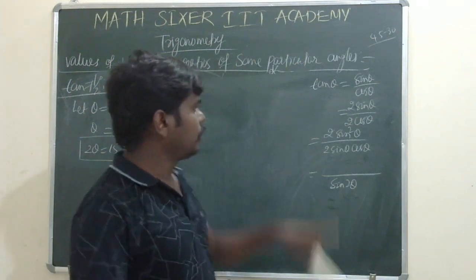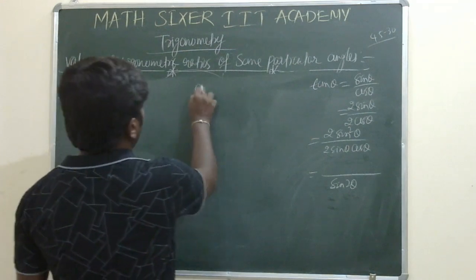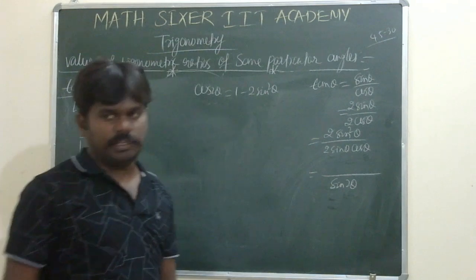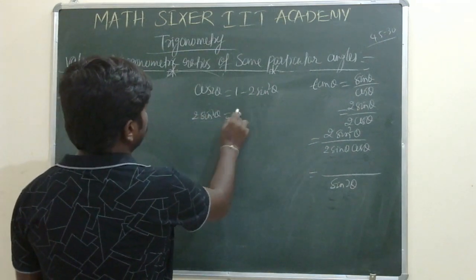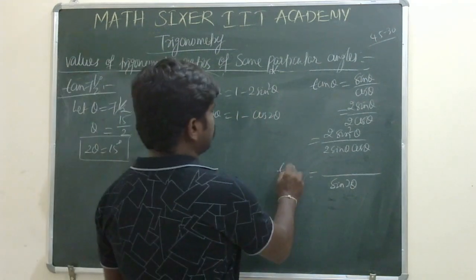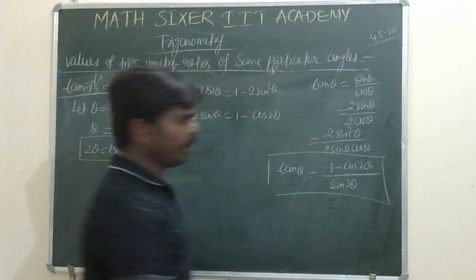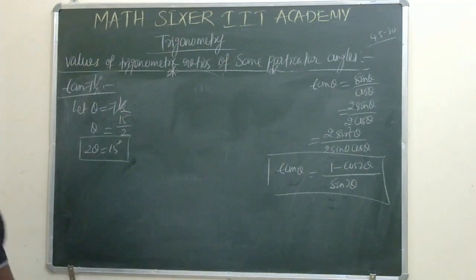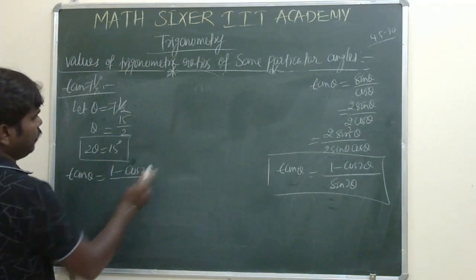Now the numerator, 2 sin square theta. The cos 2 theta formula in terms of only sin is 1 minus 2 sin square theta. So take this 2 sin square theta to this side, then we get 1 minus cos 2 theta. So tan theta is equals to 1 minus cos 2 theta by sin 2 theta. This we are going to use now.